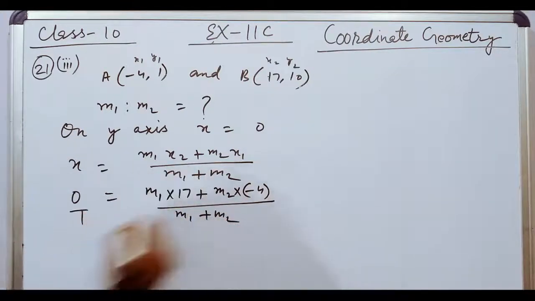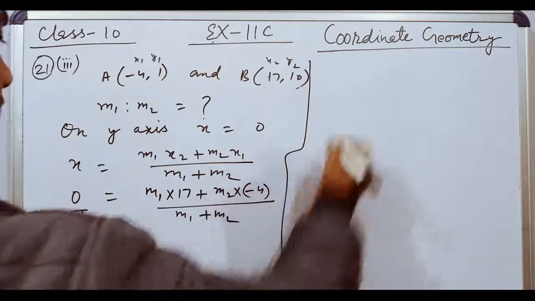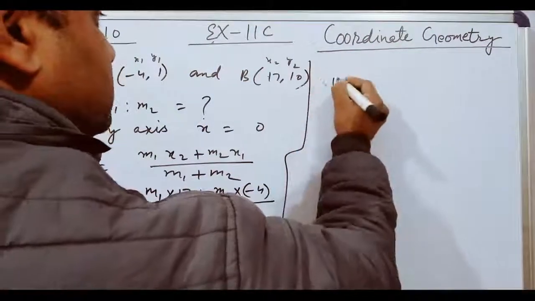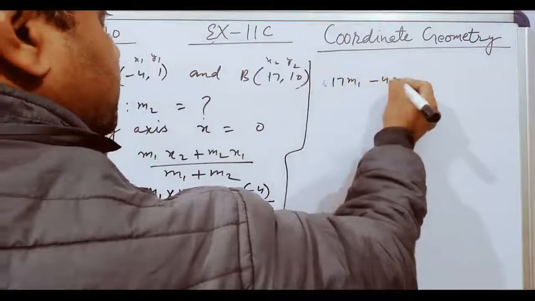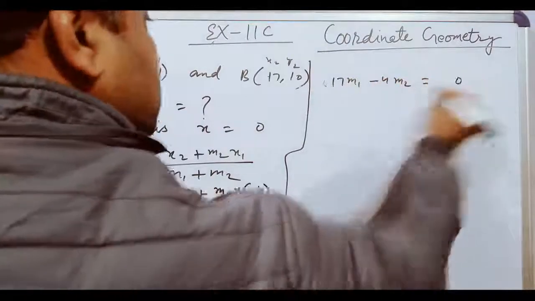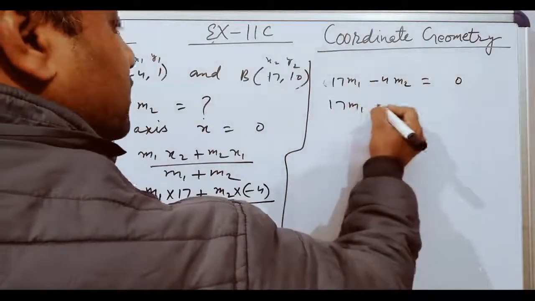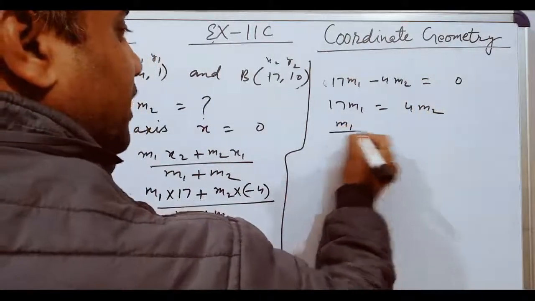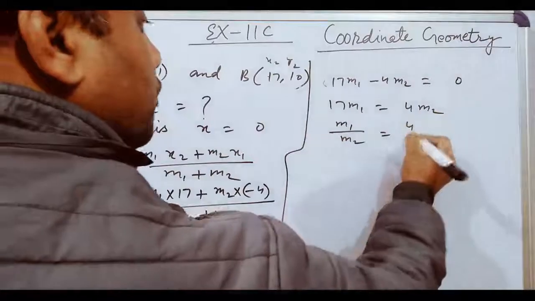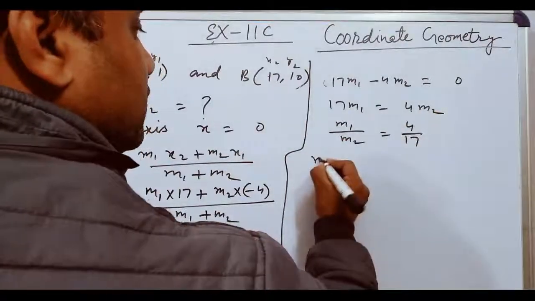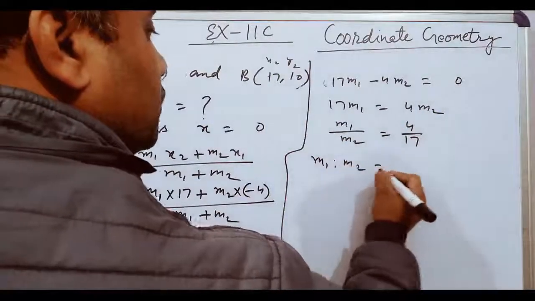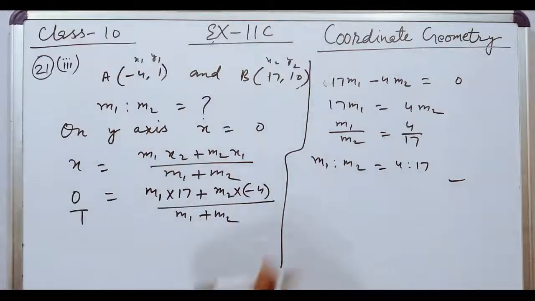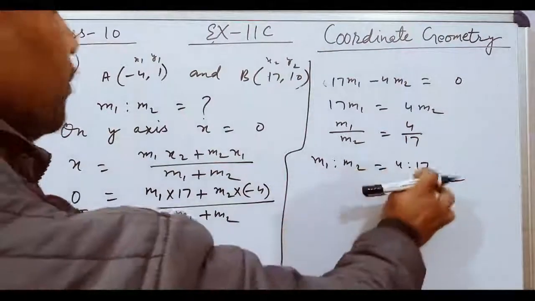So we will do cross multiplication. It is 17 m1 minus 4 m2 equal to 0. 17 m1 equal to 4 m2. m1 upon m2 equal to 4 upon 17. So m1 is to m2 equal to 4 is to 17. Okay dear students.